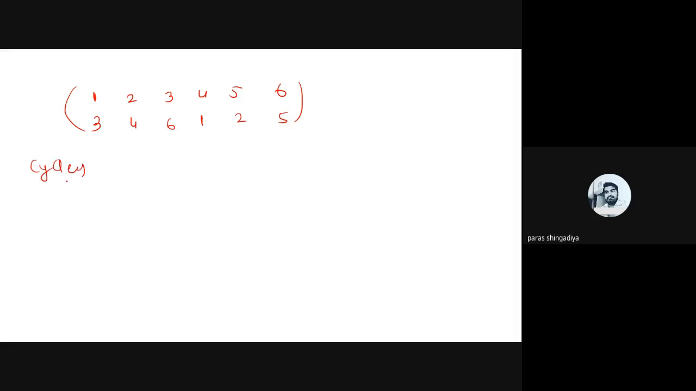The cycle of this permutation will be 1 to 3, 3 to 6, 6 to 5, 5 to 2, 2 to 4, and 4 to 1. Okay, there is only one cycle.